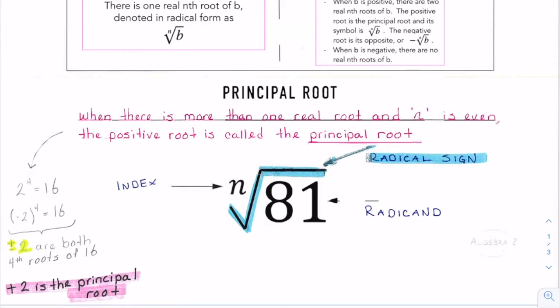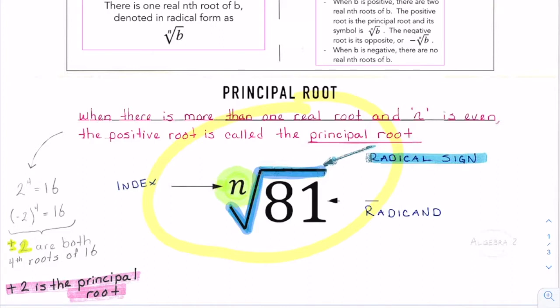Before I do that, let's take a look at the key parts of a radical, so this part right here. You have the radical sign, which is this symbol. You should all be familiar with that. You're familiar with square roots, hopefully. Besides the radical sign, you have what we call the index. Now the index is a little number that goes right here, where I have highlighted in green.